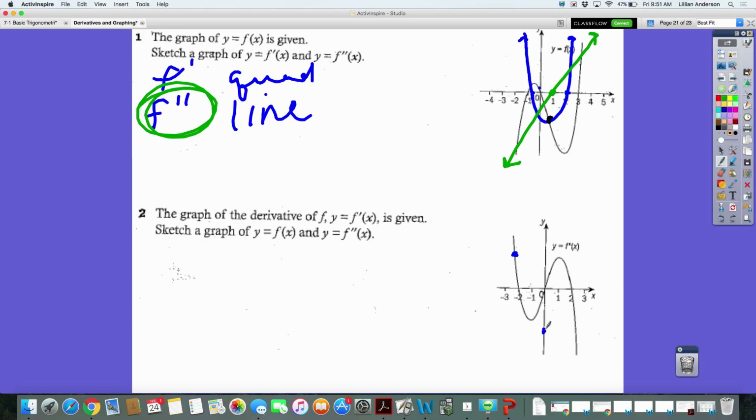And then where's my next one? 2. Is that a max or a min? It's a max. Okay. That's supposed to be a 2. And so then wherever it's positive, we are what on the original?